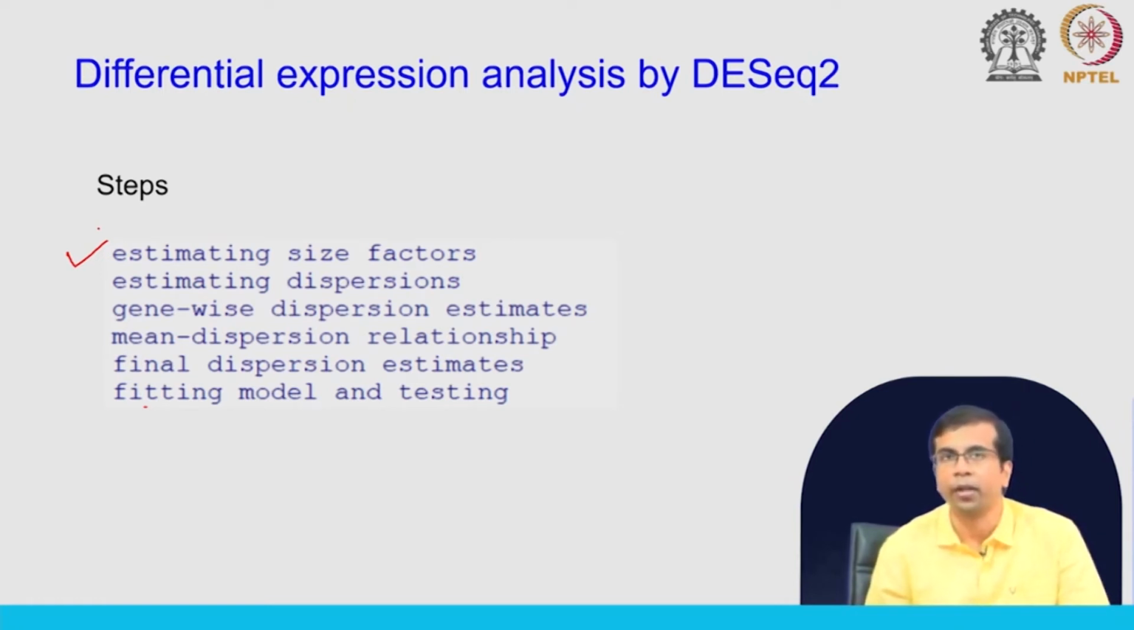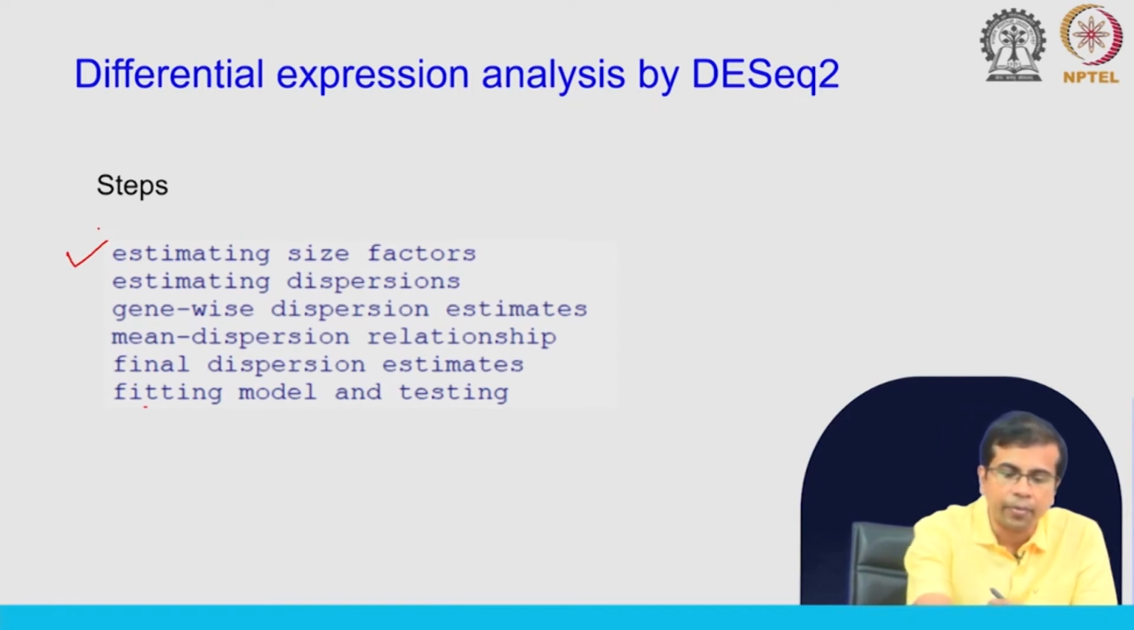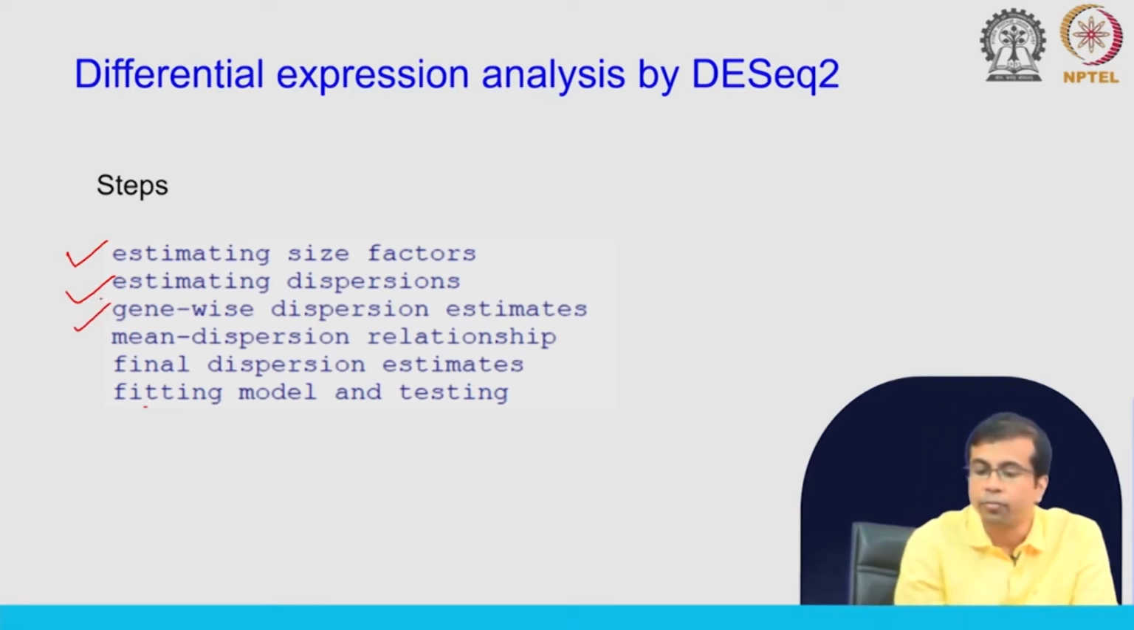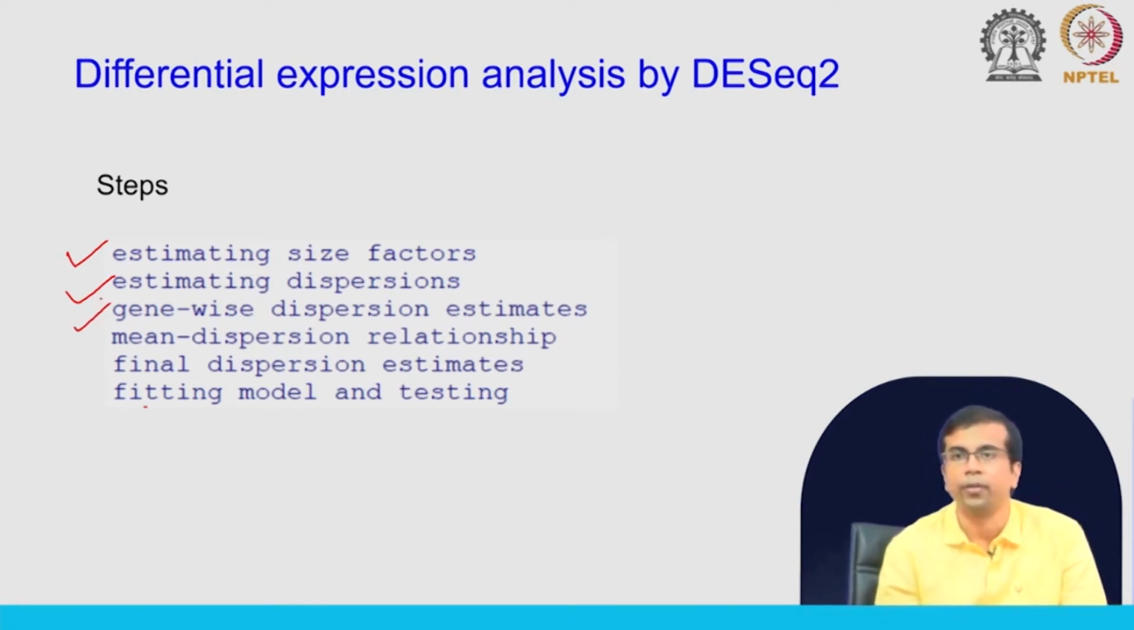This is where the normalization is taking place, using this median of ratios method. In the next step, it is estimating dispersions. You now understand what dispersions are and how they are calculated. These alpha i's, for each gene, you get this dispersion estimate. So, you have this gene-wise dispersion estimate. You are getting these gene-wise values, and then the next step is of course the dispersion shrinkage.